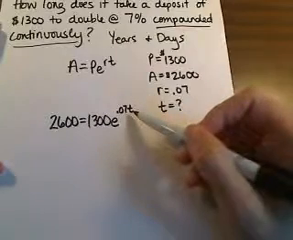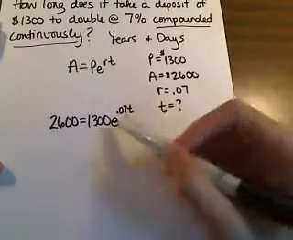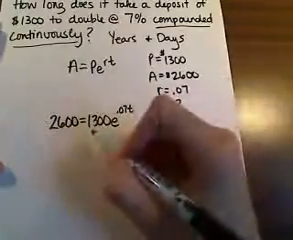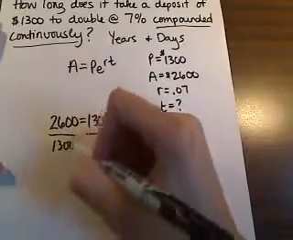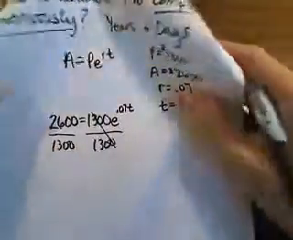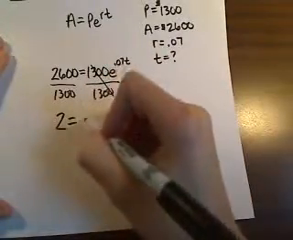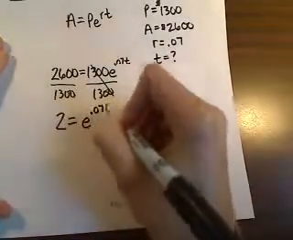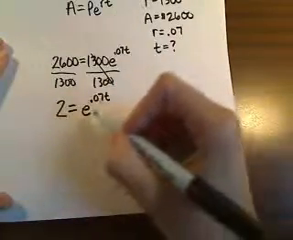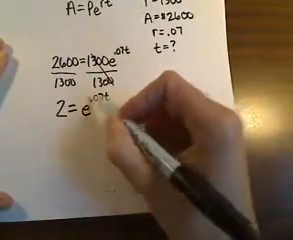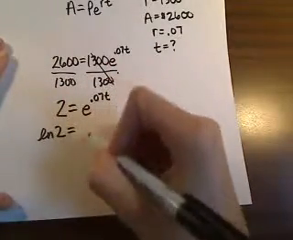Now t is in an exponent, so we're going to have to use a logarithm to bring that down. But first of all, let's just solve for the e. So I'm going to divide both sides by 1,300. So we have 2 is equal to e to the 0.07t. Now if I take the natural logarithm of both sides, that will allow me to bring this exponent down, and then I can solve for t.